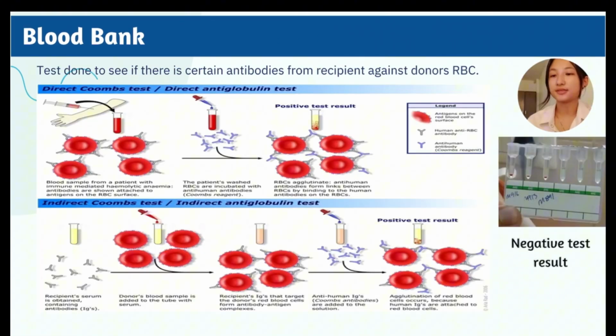If there are certain antibodies, here we use the Coombs test, which is the direct and indirect Coombs test. After doing all these processes, finally, as you see on the right, if it is on the bottom, it means a negative result, and if on the top, it means a positive result.